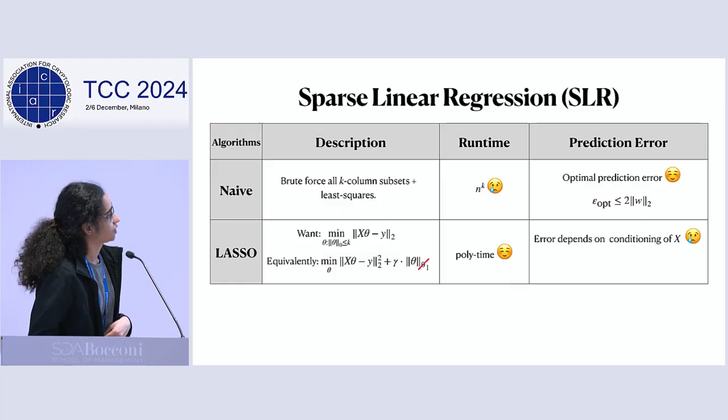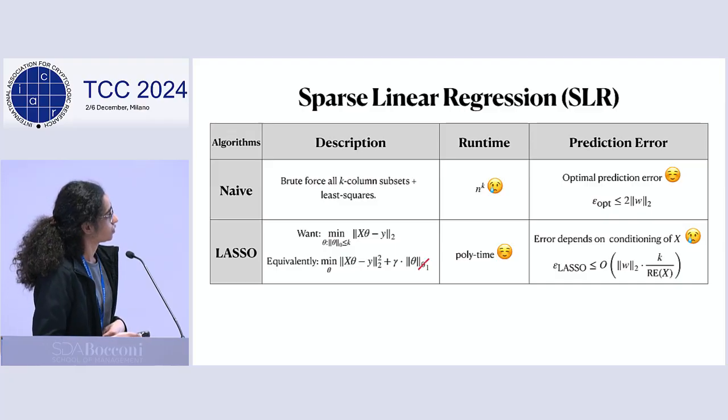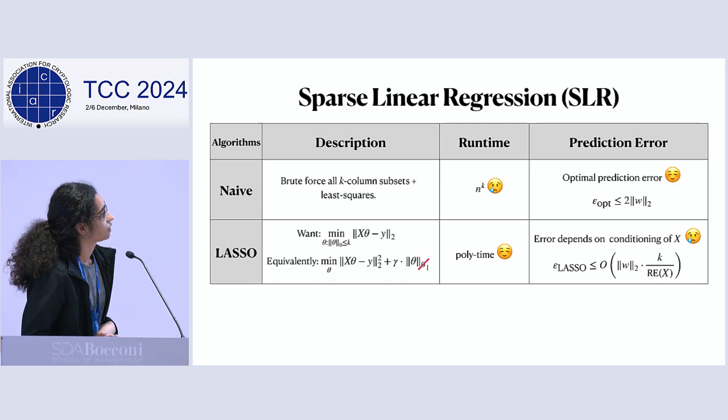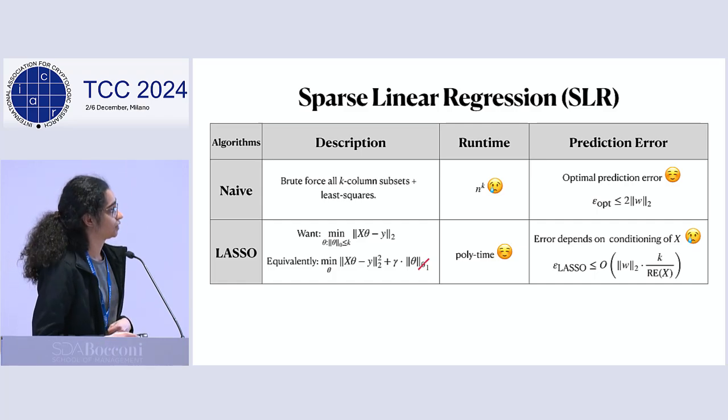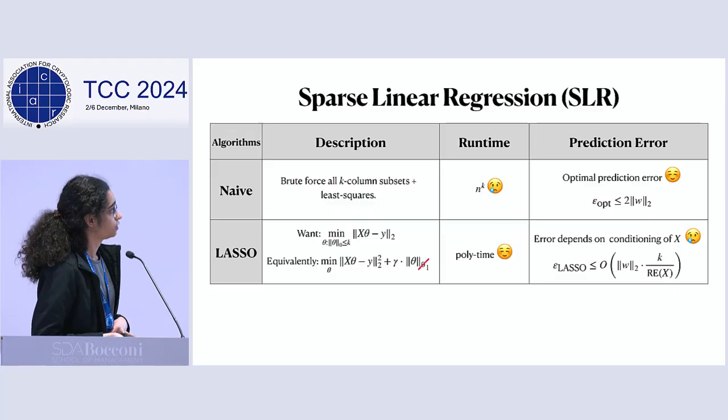But the problem with this is it's not convex. In fact, it's NP-hard to solve this optimization problem. So what people do in practice is relax the L0 norm to the L1 norm of theta. And this objective is now convex, so it can be solved efficiently. And miraculously, it actually works pretty well in practice, often.